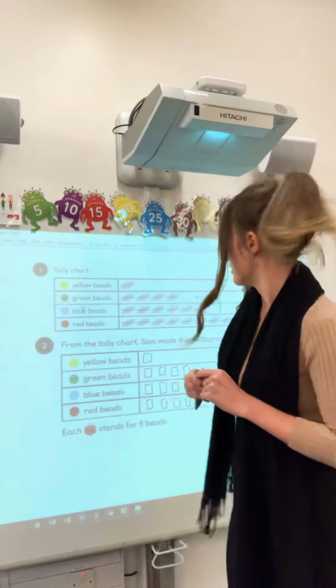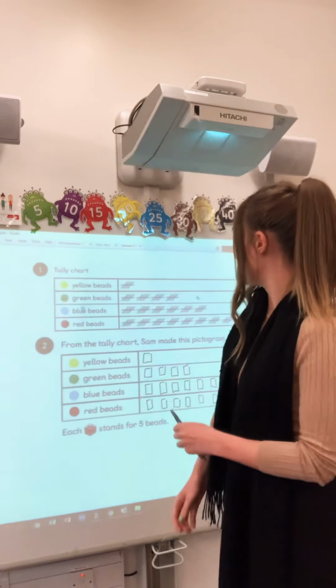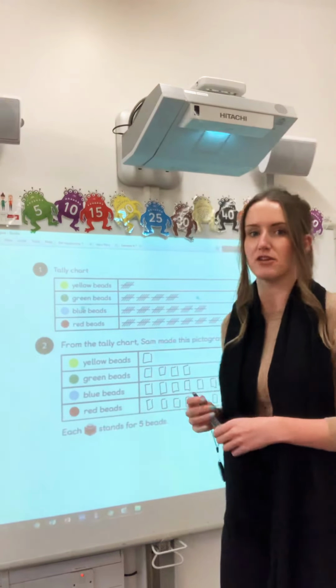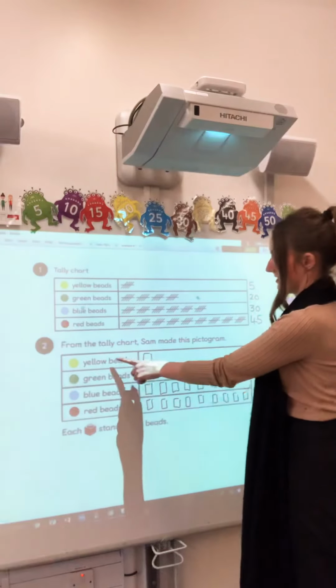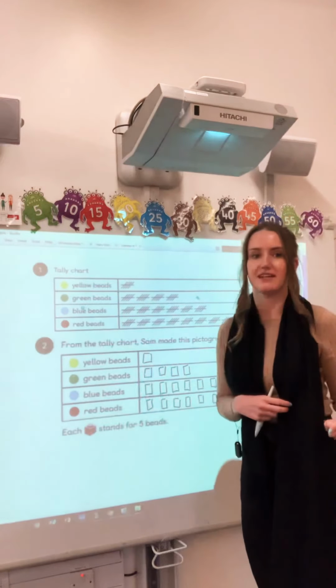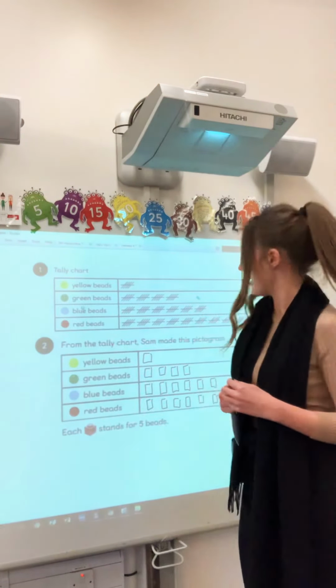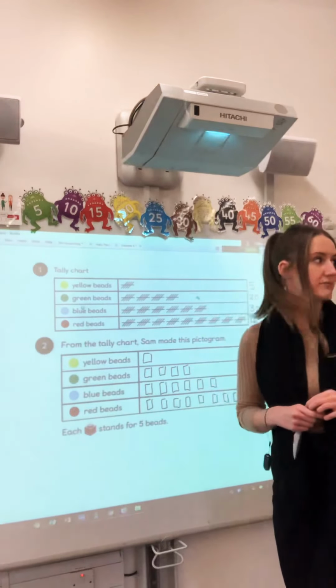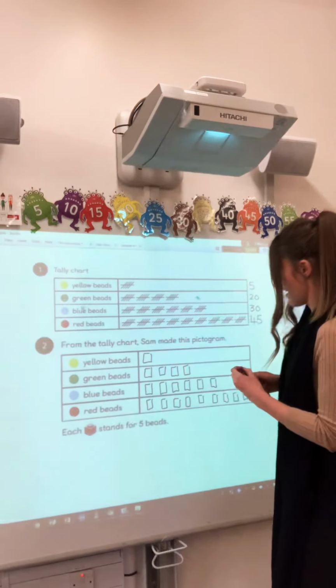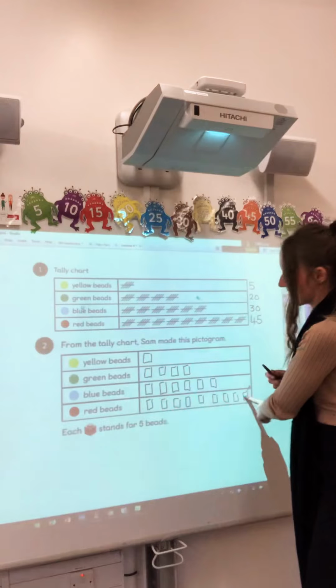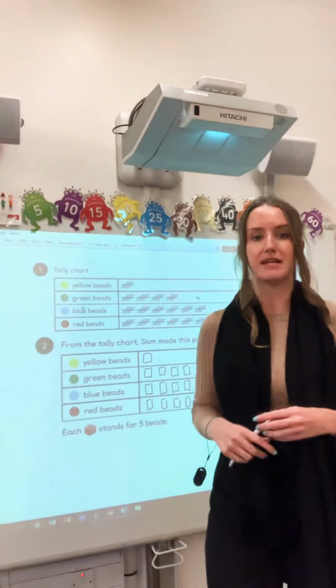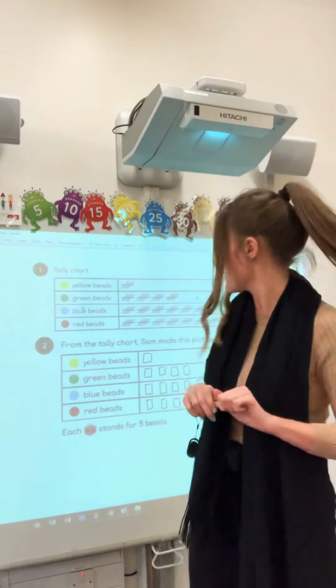Right, so straight away, which colour are there the fewest beads of? We can see just from looking at this, there are the fewest yellow beads. And we can also see straight away from looking at it that there are the most of the red beads, it's the most common, okay?